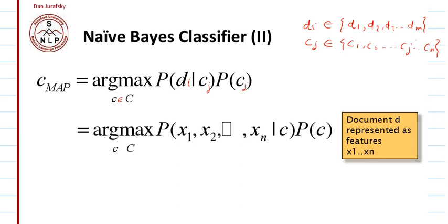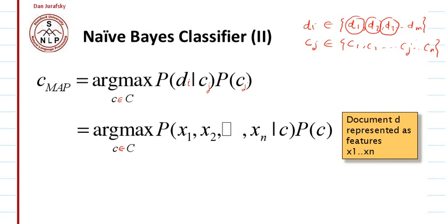So this Cj is among these fixed set of classes, but di is not fixed. Di can also be a new one, right? So now when we say that this is di given Cj, what does it mean? It means that I am taking any particular document, suppose I take this d3 or this d2 or this d1, any document. So this document will have some kind of features.